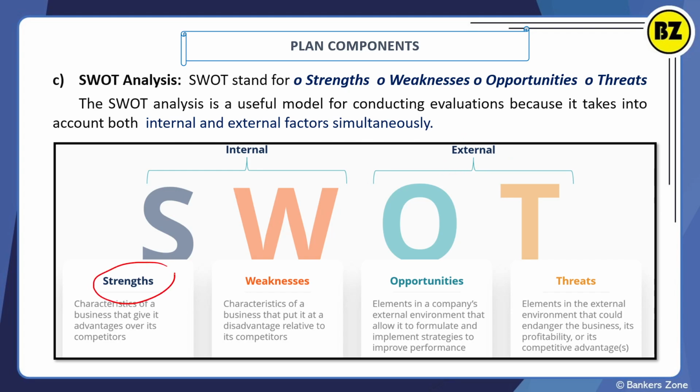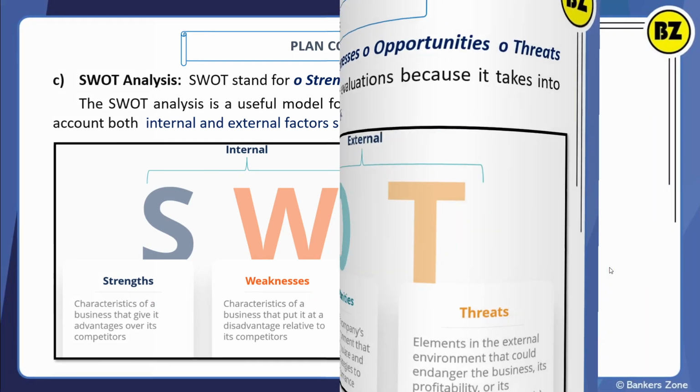Strength means what strength the business has. Weaknesses means the disadvantages, the weaknesses the business has. These are the internal part. External is talking about the opportunities in the market and the threats in the market. This is the SWOT analysis.